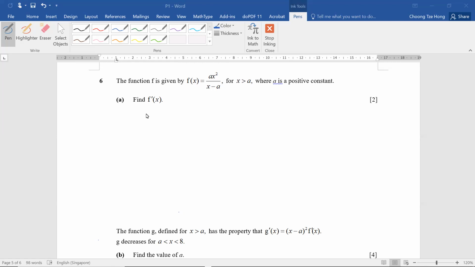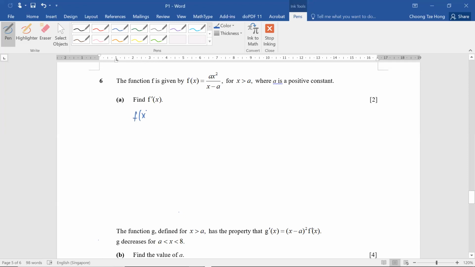The function f is given by f(x) equals ax squared over x minus a, where x is greater than a and a is a positive constant. In part A, find f prime x. So basically, find the first derivative for f(x). Let's start.